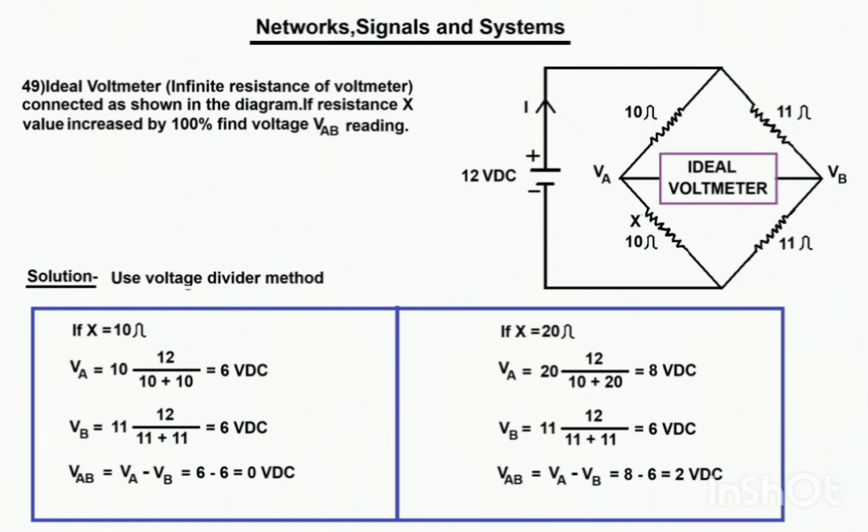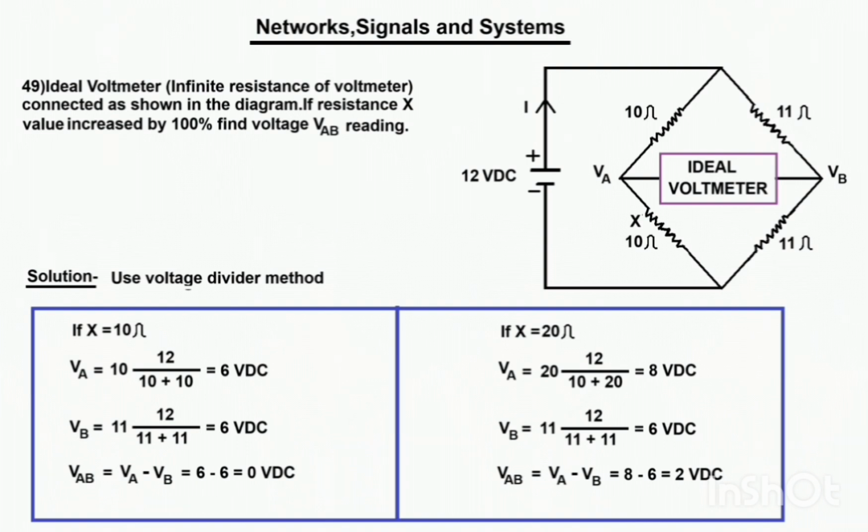If X equal to 10 ohm, VA equal to 10 multiplied by 12 divided by 10 plus 10 is equal to 6 volt DC, and VB equal to same way 6 volt DC. So VAB equal to VA minus VB equal to 6 minus 6 equal to 0 volt DC.